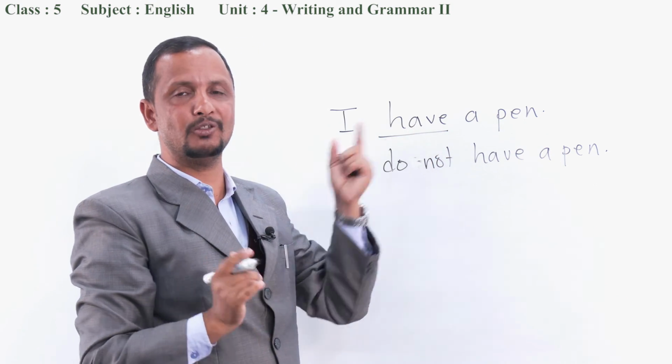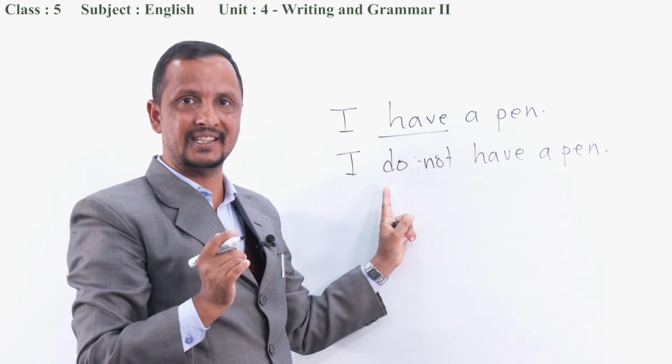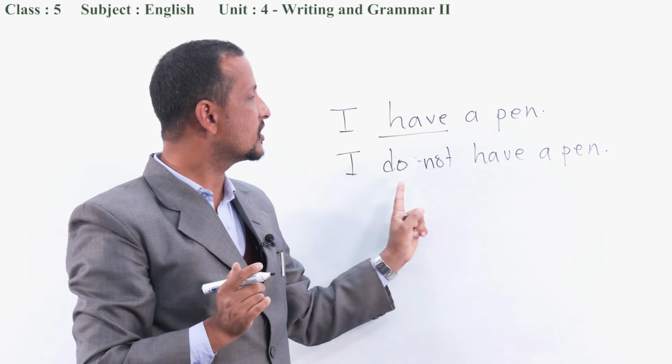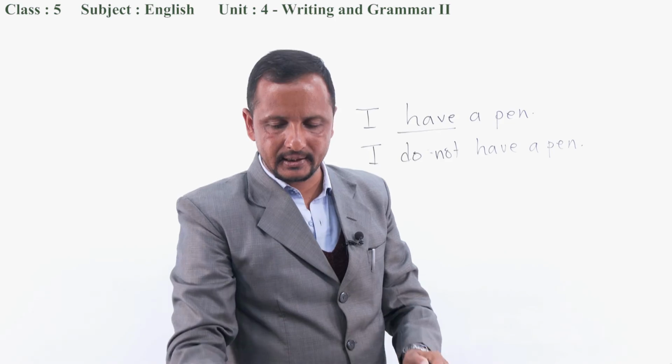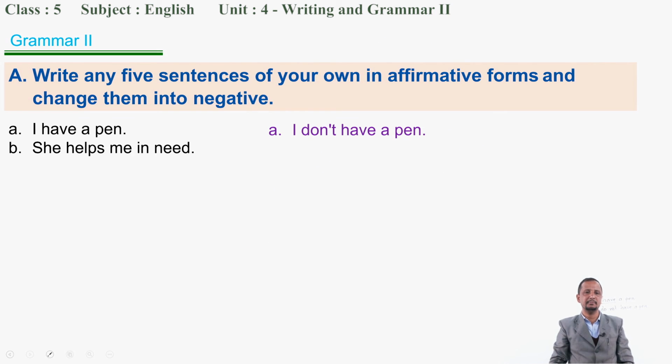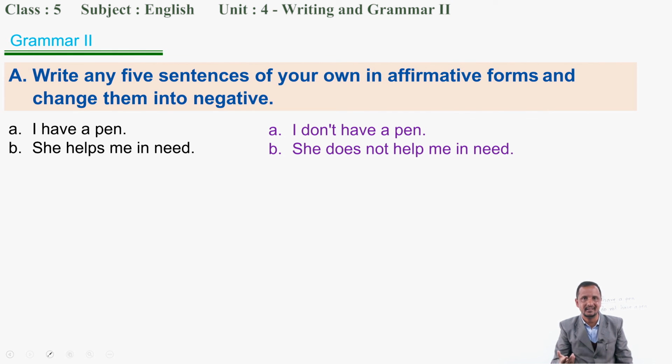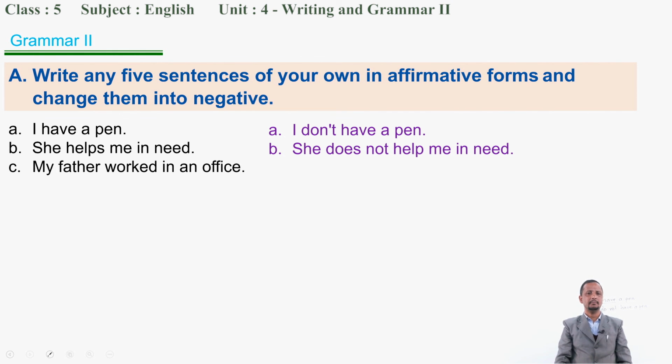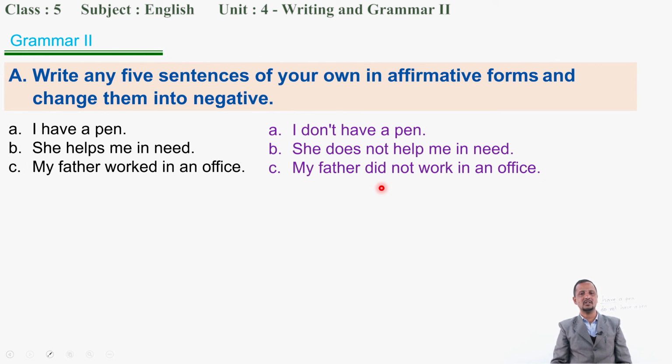If there is has, then what will be? She has a pen. Yes, does not. Okay, she does not have a pen. Well, now next sentence. She helps me in it. I change it. She does not help me in it. Next one. My father worked in an office. Worked here. Do you see here? Worked. Here helps, does. Here worked, then what comes? Yes, my father did not work in an office.